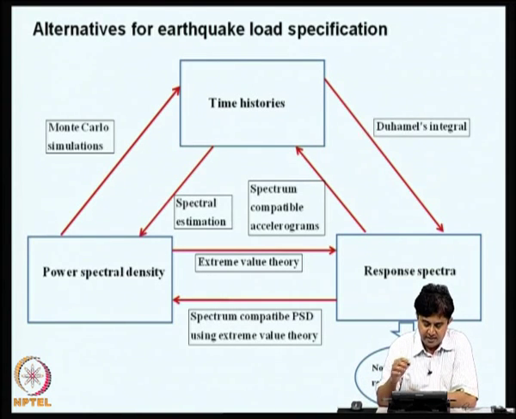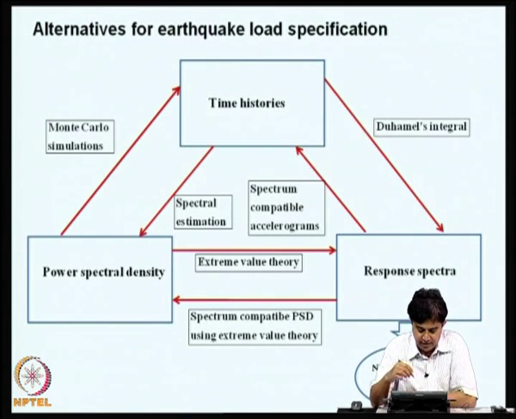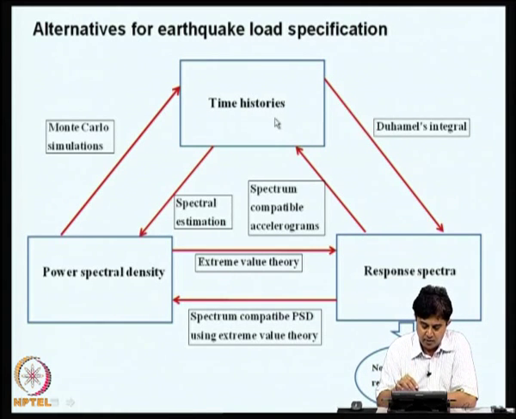So, in the previous lecture we discussed three alternative modes of representing earthquake ground motions. One is through time histories, this is basically a deterministic approach. The other through a set of response spectra. The third alternative is to represent through power spectral density function. We discussed in the previous lecture how these three alternative representations for ground motions are related to each other.